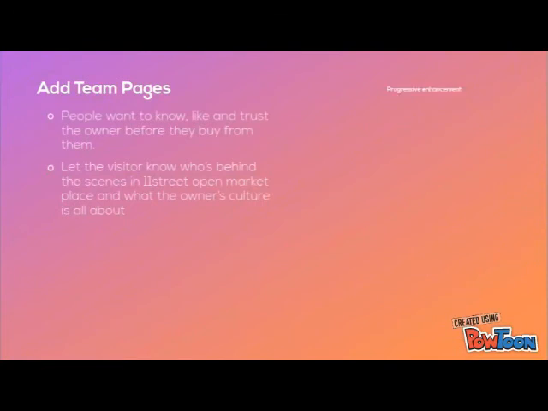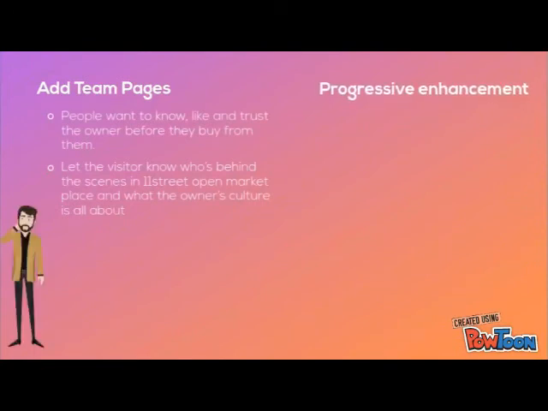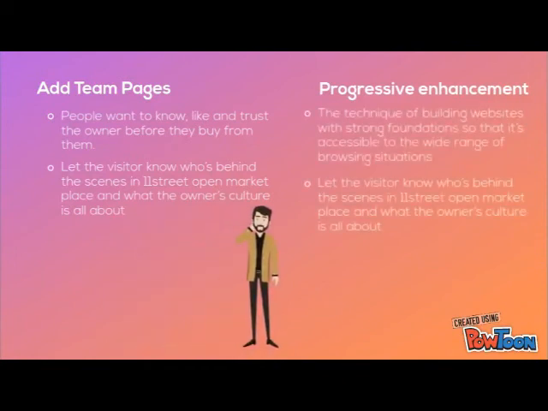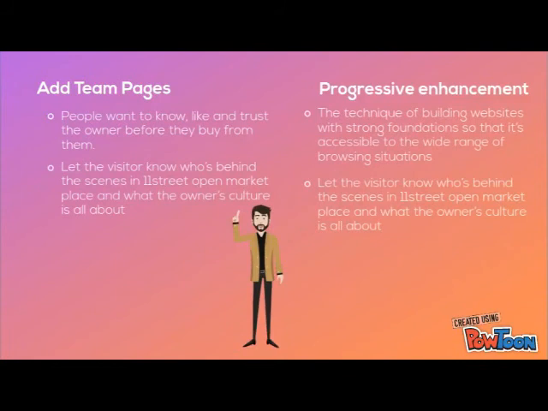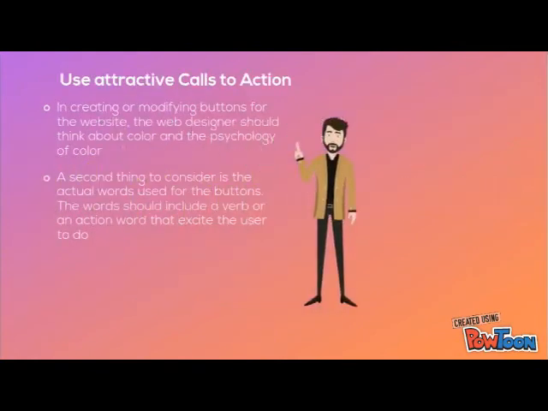Second, progressive enhancements. It is the technique of building websites with strong foundations so that it's accessible to a wide range of browsing situations, from mobile devices and notebooks to desktop and screen readers, so our user always remembers us in the future, in its simplest conceptualization.